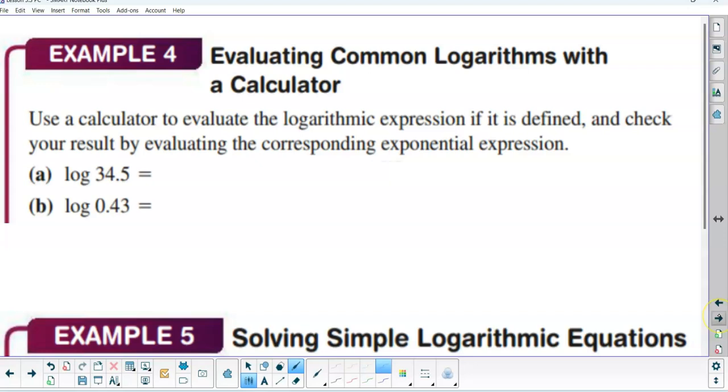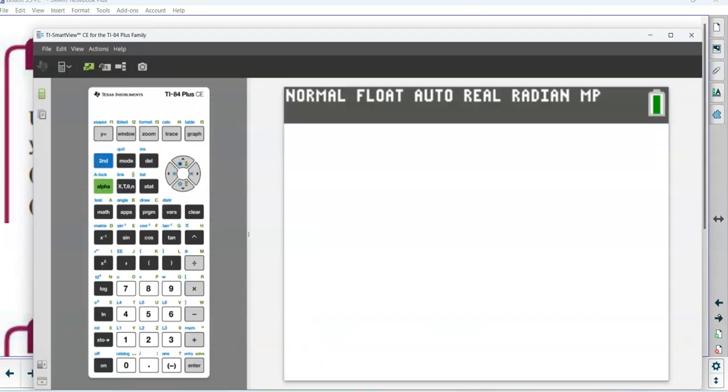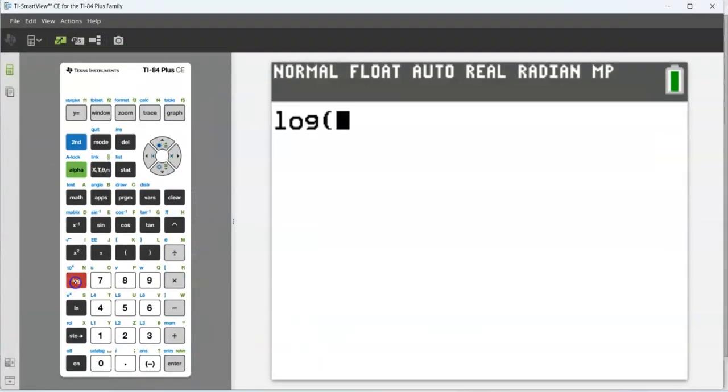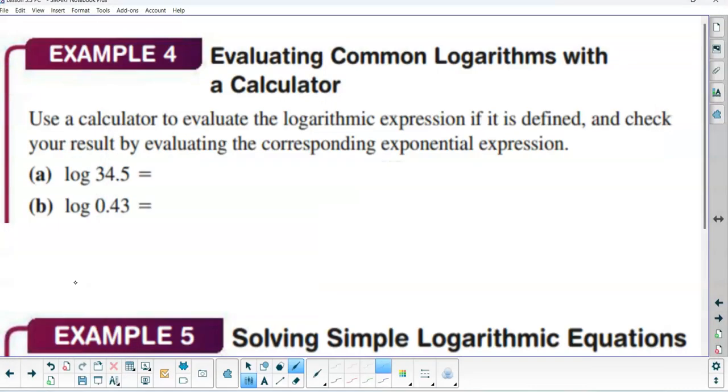So that's what a common log is. Next, we're going to talk about doing common logs on your calculator. Your calculator has just a log button right here. And so this problem is the common log of 34.5.